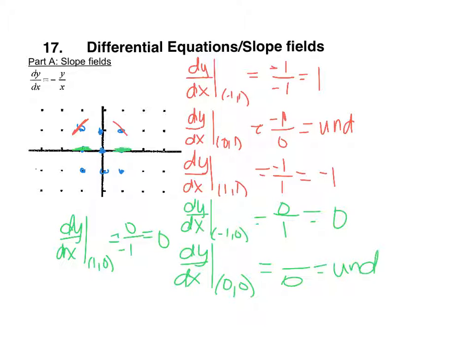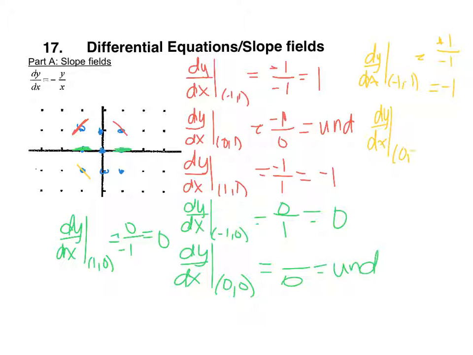And the bottom 3 points, dy/dx evaluated at the point (-1, -1) is going to be, my y value is negative 1, so we'll make it negative times negative, so we'll make it positive 1, over negative 1 is going to give me negative 1. So again, I'm going to draw my slope so that it's going towards negative 1. And then dy/dx at the point, let's do (0, -1).